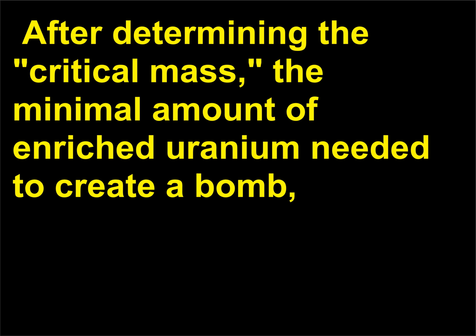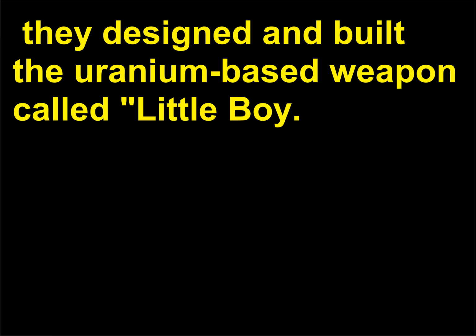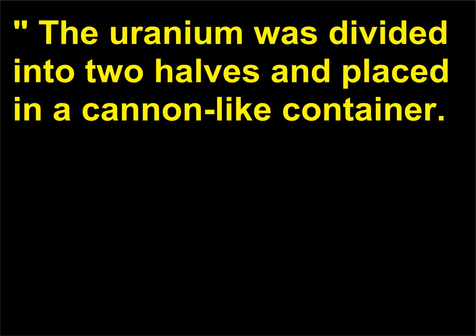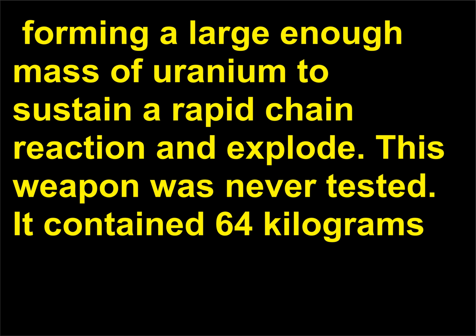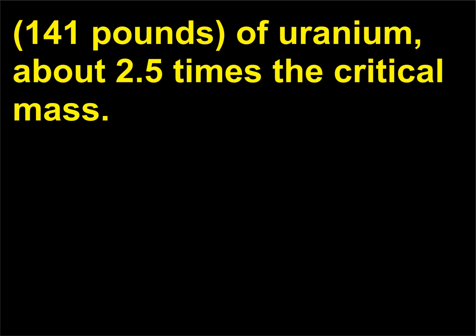After determining the critical mass, the minimal amount of enriched uranium needed to create a bomb, they designed and built the uranium-based weapon called Little Boy. The uranium was divided into two halves and placed in a cannon-like container. An explosive charge drove the two masses together, forming a large enough mass of uranium to sustain a rapid chain reaction and explode. This weapon was never tested. It contained 64 kilograms, 141 pounds, of uranium, about 2.5 times the critical mass.